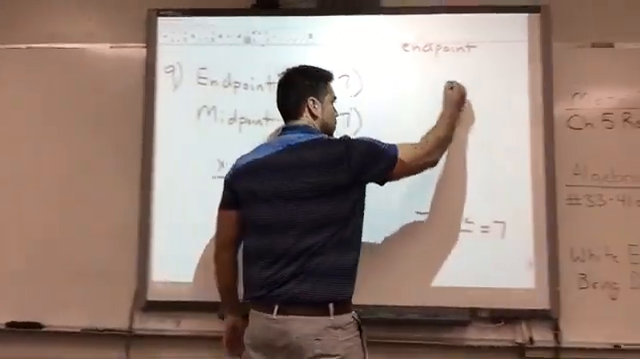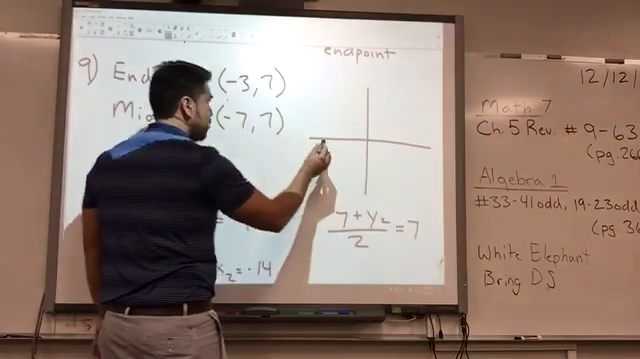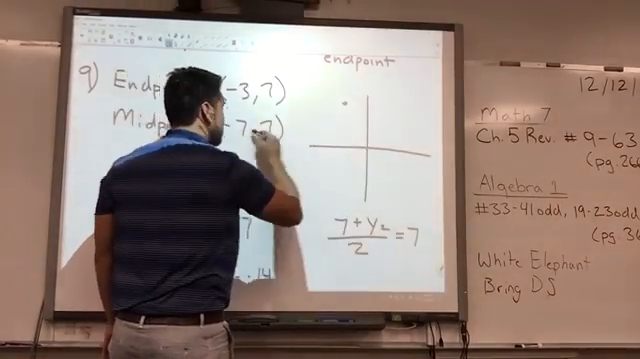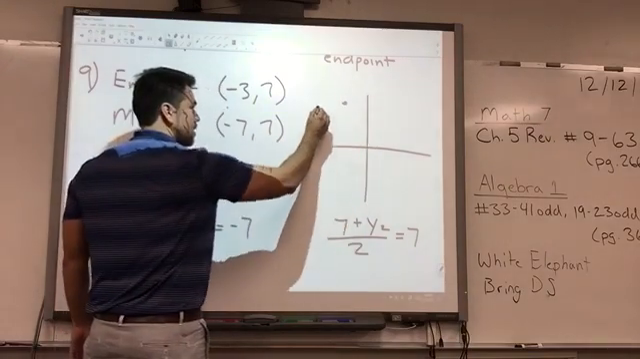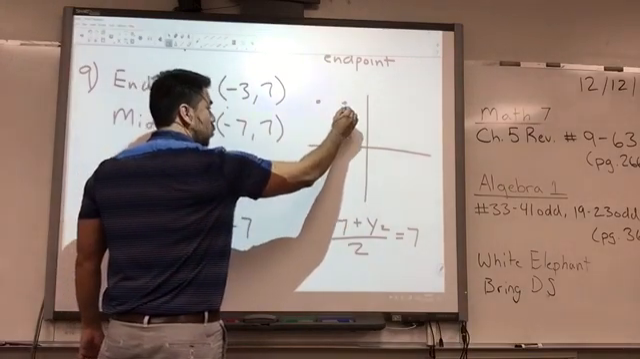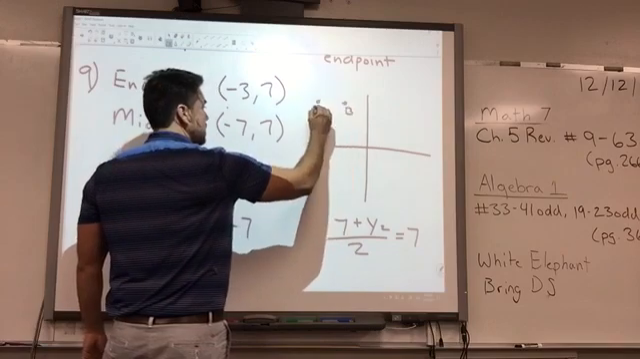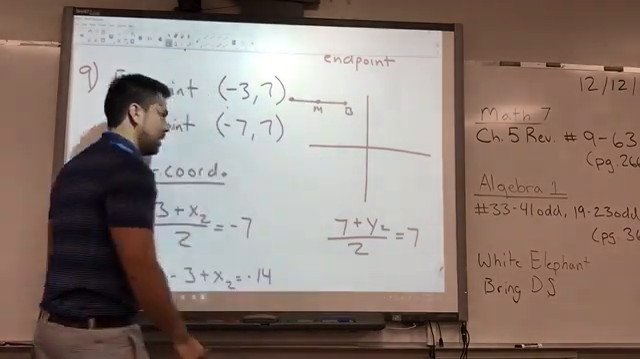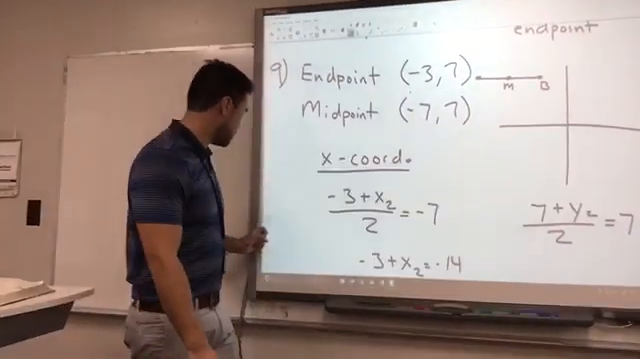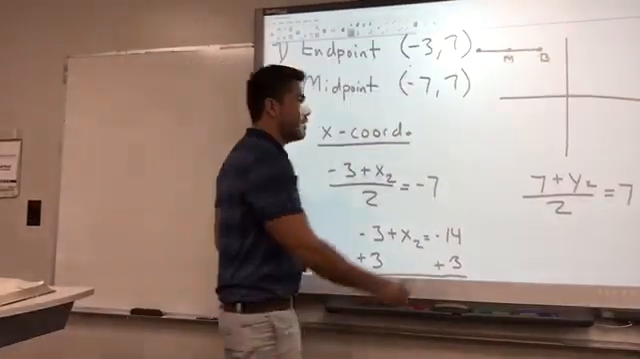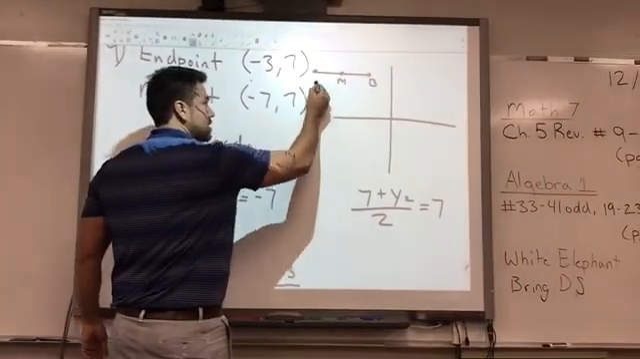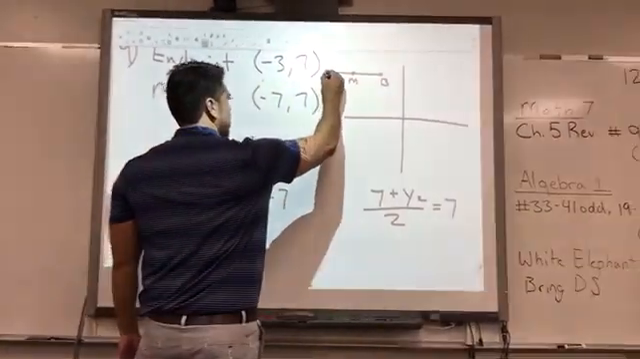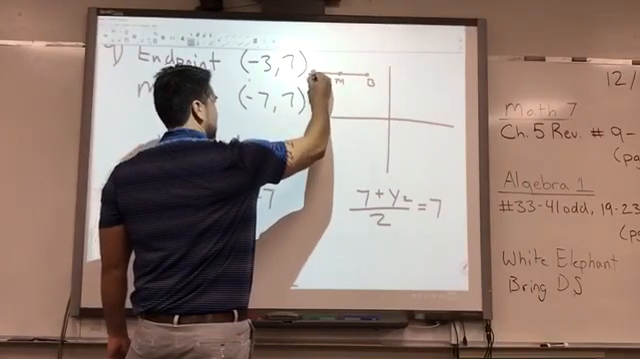And I'll sketch this real quick just to show you what we had. The first point is -3, 7, somewhere over here. This one's -7, 7. This is one endpoint, B. This is the midpoint, M. And I'm trying to find the other endpoint. So what did we say it was? -11, 7. So -11, 7 would be about here. Do you see how that works? And that's the other endpoint. We'll just call it E.